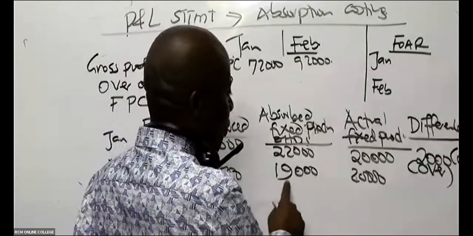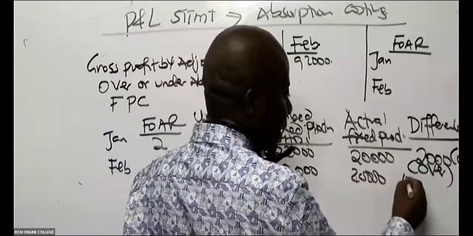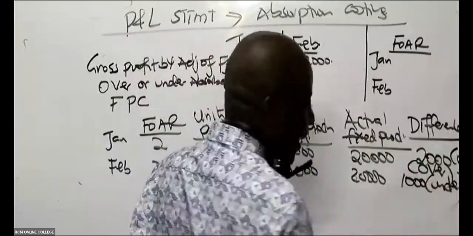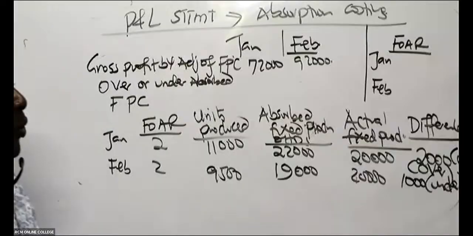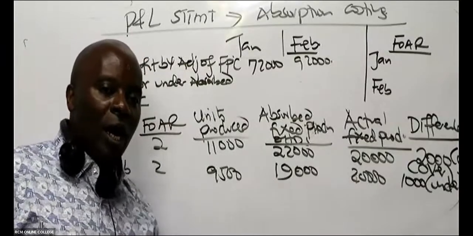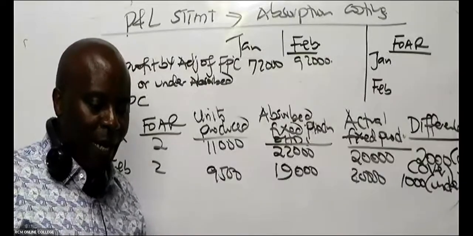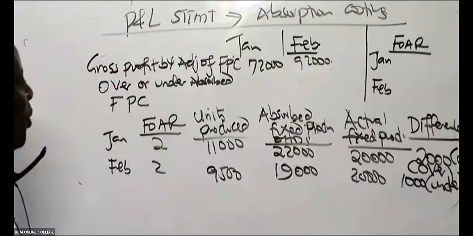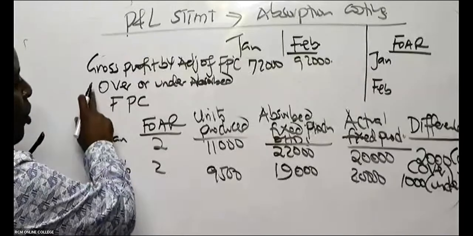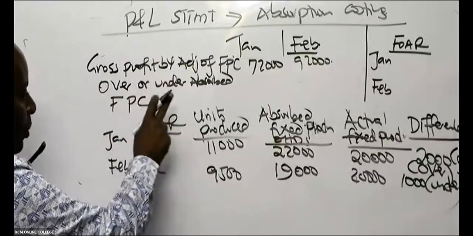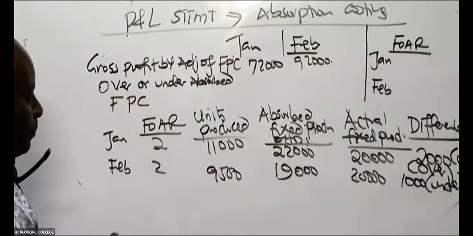How about this and this? 1,000, isn't it? And now it is what here, somebody? It's under, isn't it? It's under because the absorbed is smaller. We absorbed little. So is that okay? So then you come and take this over or under absorbed fixed production costs.